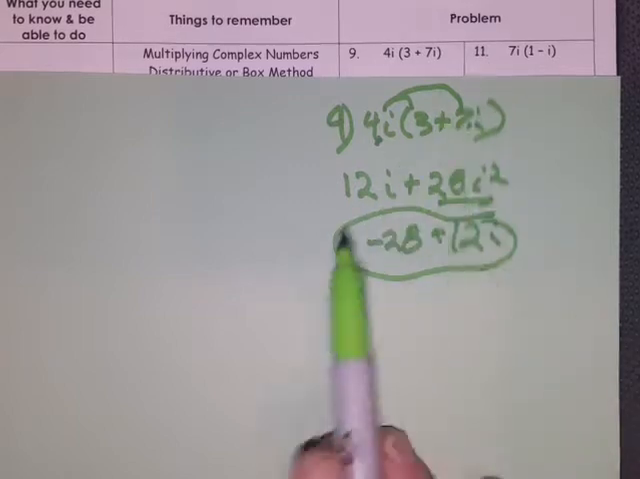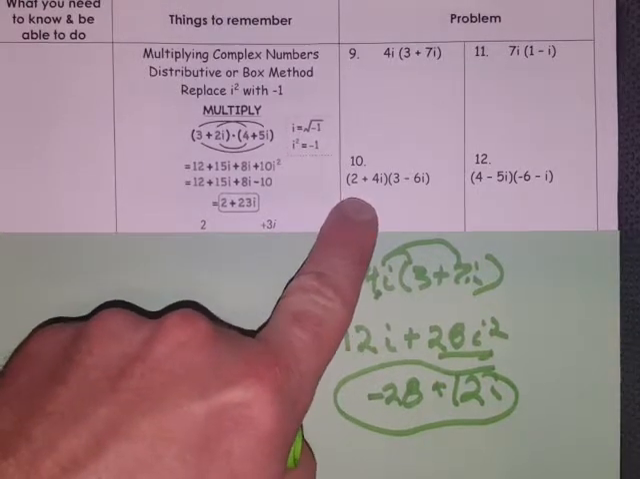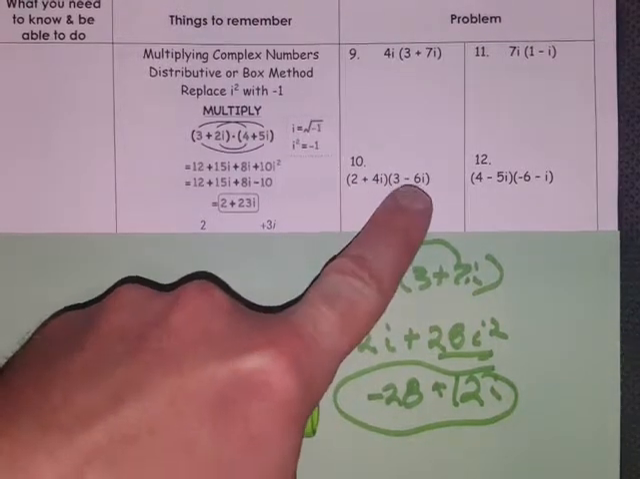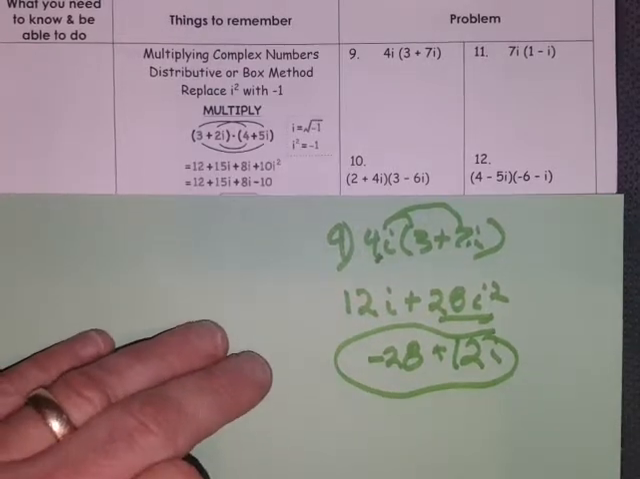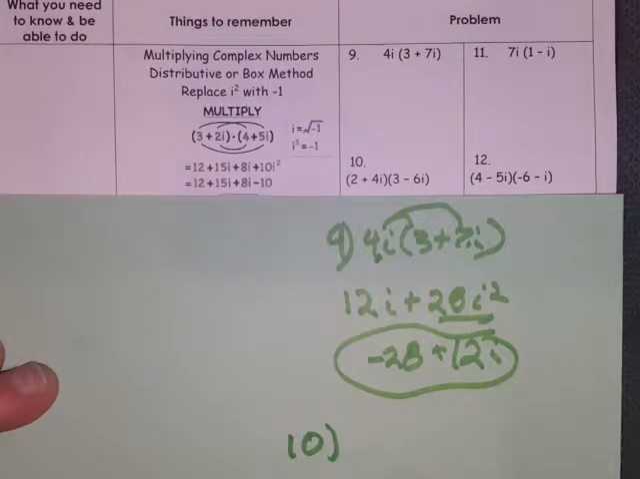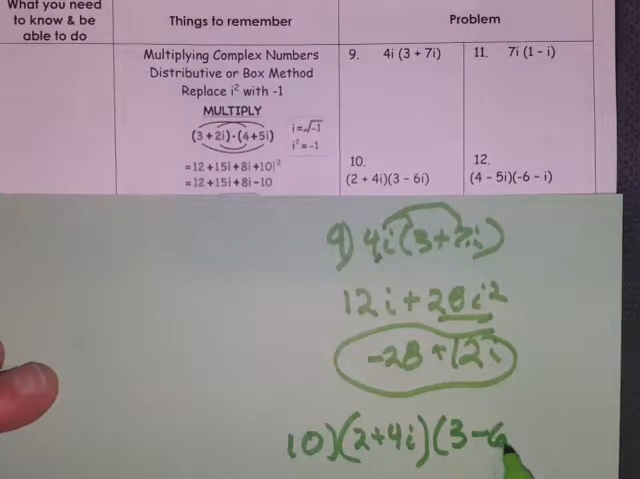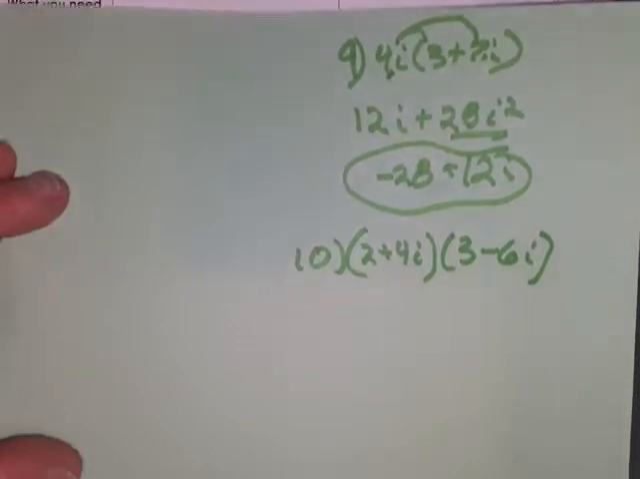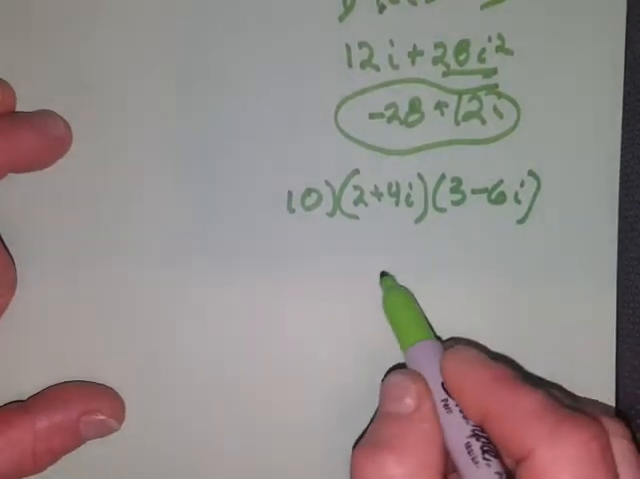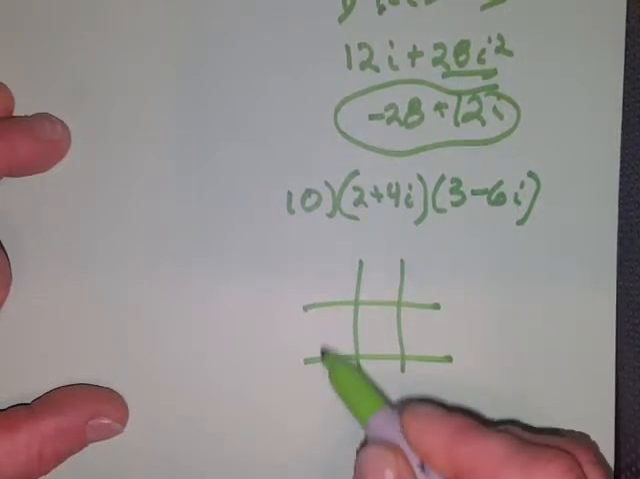All right, so number 10 is a little different because it is a complex number times a complex number. Two terms times two terms. So when we solve that, we want to set up our box. So number 10, we have 2 plus 4i that we're going to multiply with 3 minus 6i. Okay, so we're going to set up our box, and we're going to put the terms around the outside.